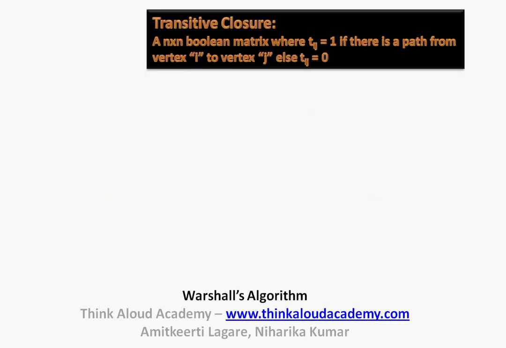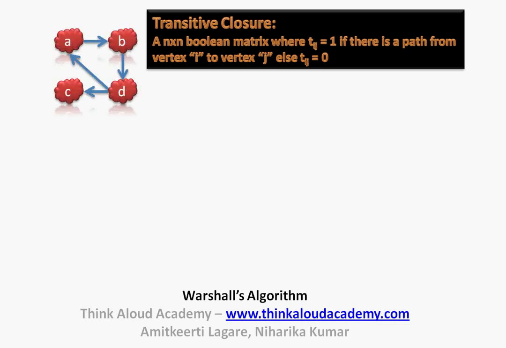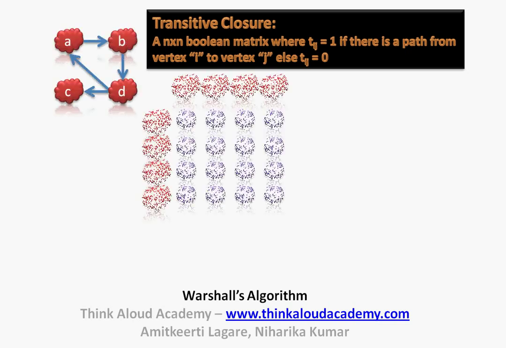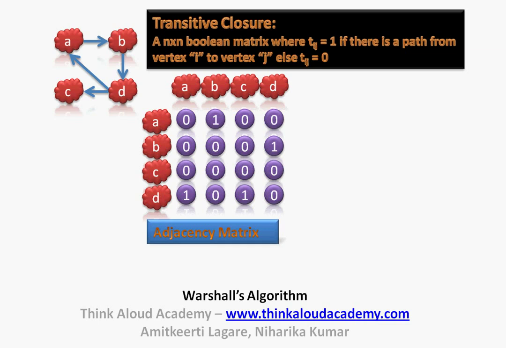Now, what do we actually mean by a transitive closure? Transitive closure is actually an n by n Boolean matrix where a value in that matrix will be 1 if there is a path from vertex i to j. So T of ij will be 1 if somehow we can go from i to j via a single hop or multiple hops.